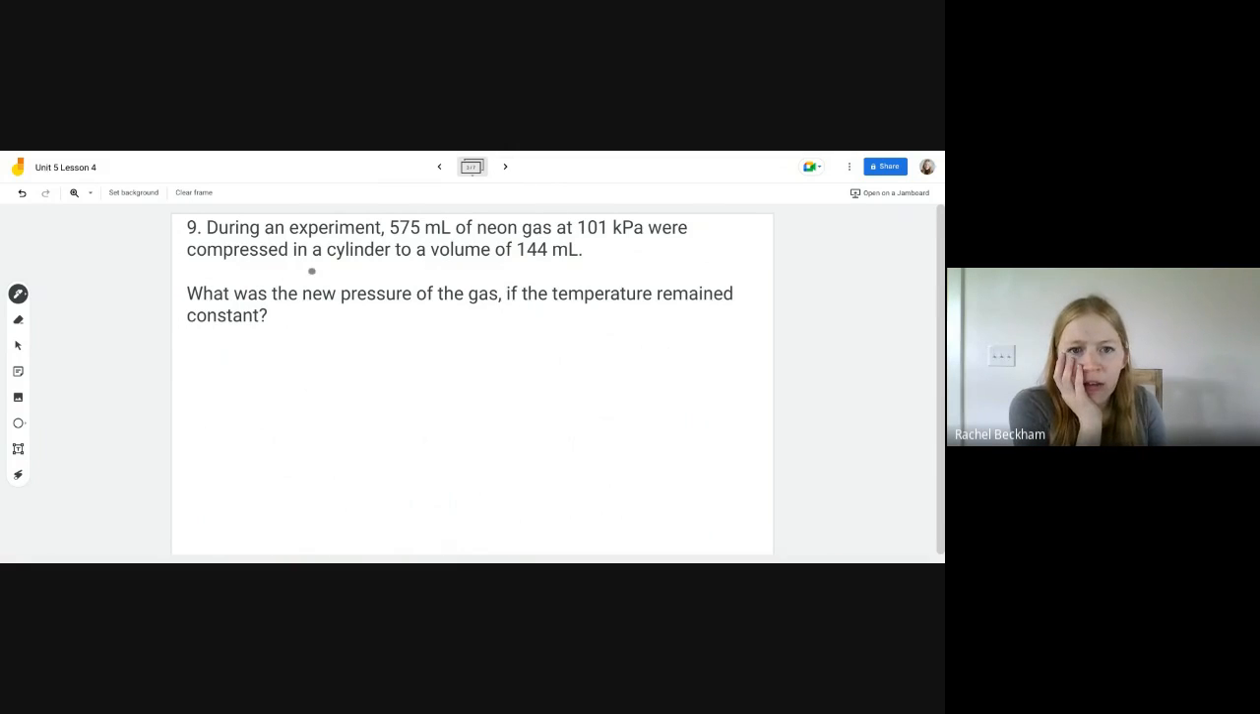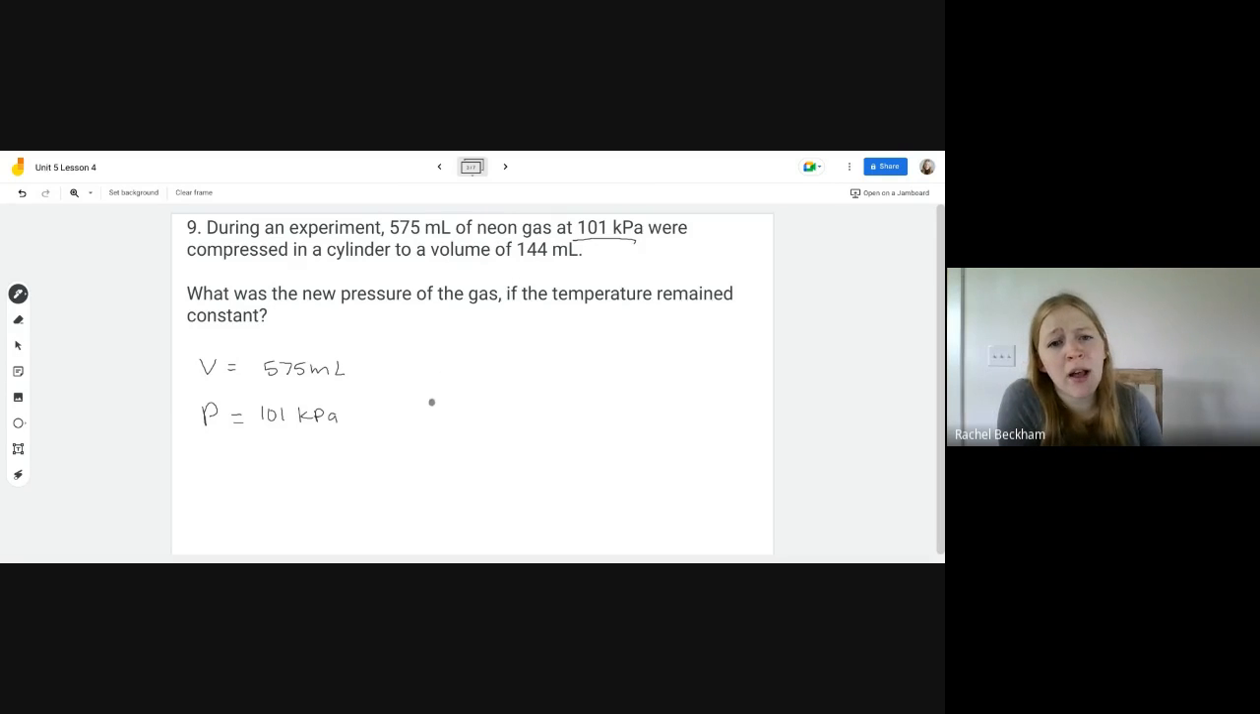Number 9, during an experiment, 575 mL. Okay, so what is that going to be? Is that going to be pressure or volume or temperature? It's going to be volume, right? Because volume measures units of milliliters. They are at 101 kPa. That's a pressure. kPa is always going to be a pressure.